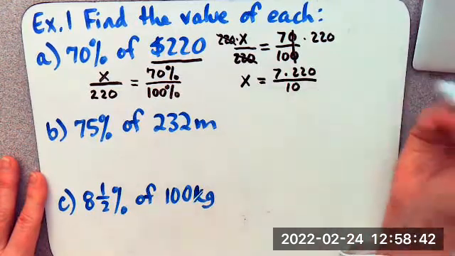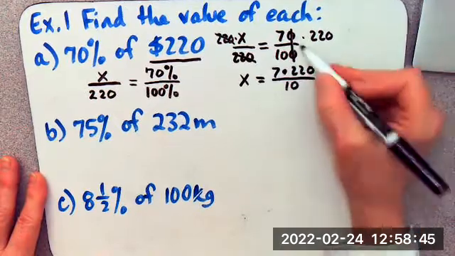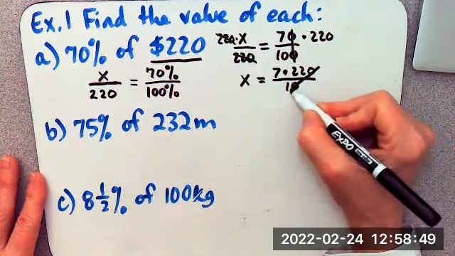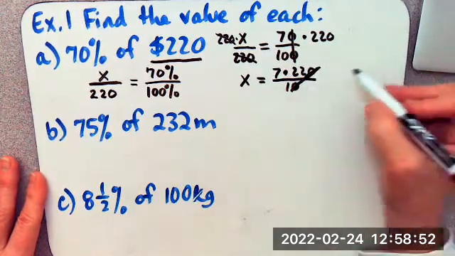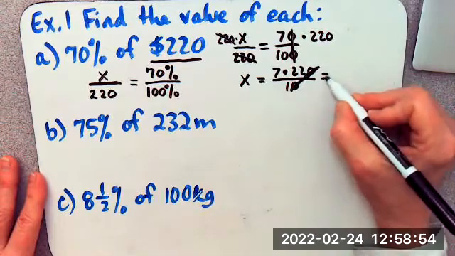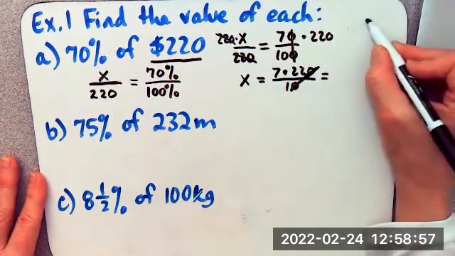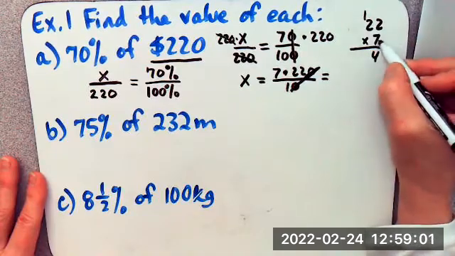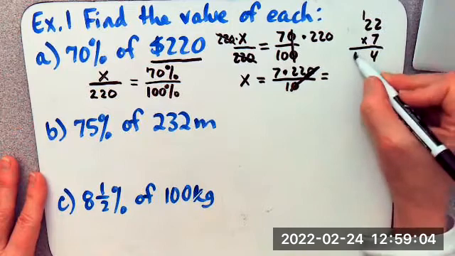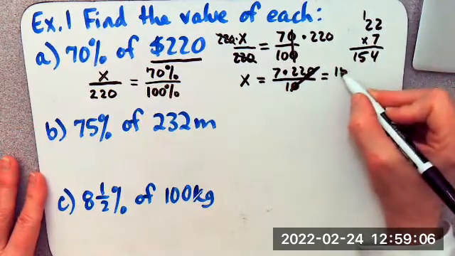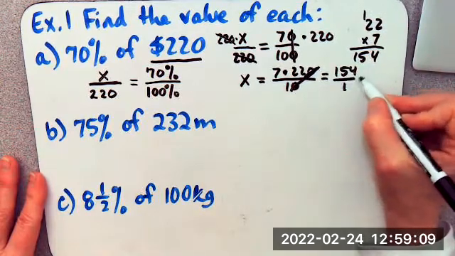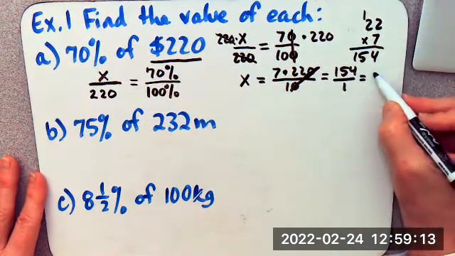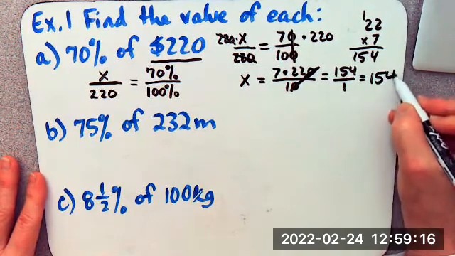And we see we have another opportunity. My dots here are multiplication, by the way. So we see we have another opportunity to take those zeros off. So now we have 7 times 22. So 22 times 7: 7 times 2 is 14, carry the 1. 7 times 2 is 14 again, plus 1 is 154. So we have 154 over 1. Now we can ask, how many ones are in 154? Well, there's 154. So that's our answer.